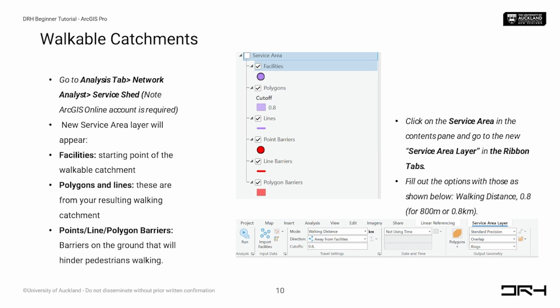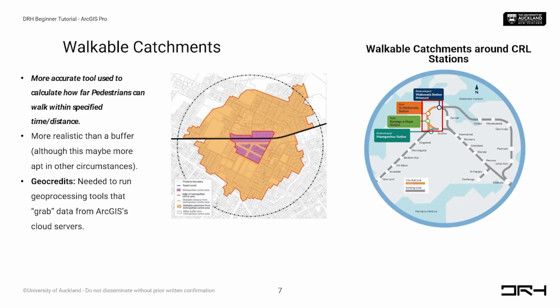So for the next part of the tutorial, it's going to be more like you guys watching me because we're going to be creating a walkable catchment. You can follow along, but for this you would require an ArcGIS Online account. You use geocredits because the walking catchment that I showed earlier, the orange part, requires ArcGIS to grab data from Esri's cloud service, and for that it requires credits, and for that you would need an ArcGIS Online login, which you can request, right, Zane?